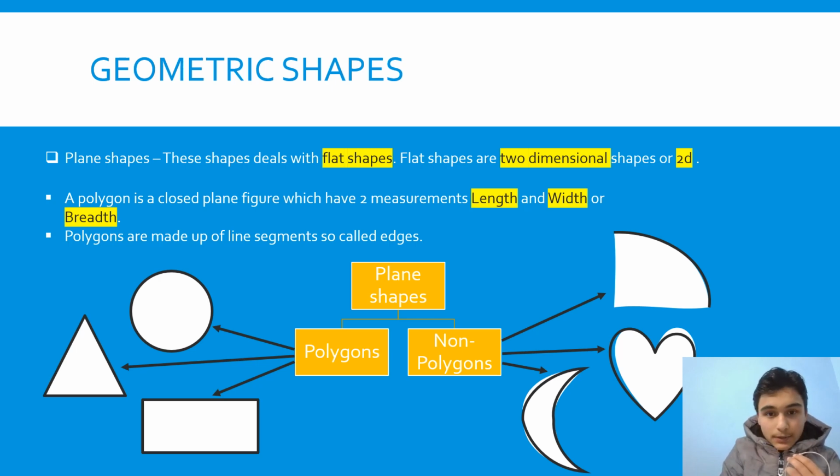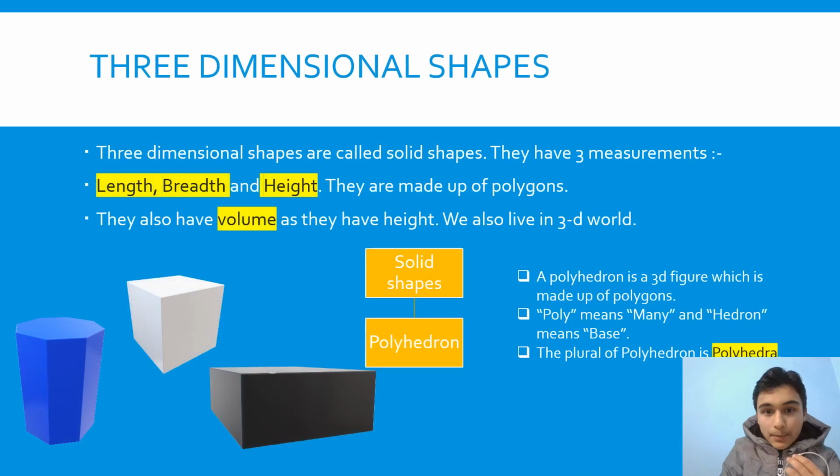Now in the next slide, I will tell you about three-dimensional shapes. In the previous slide, I told you about two-dimensional shapes. Here, I will tell you about three-dimensional shapes. So three-dimensional shapes are called solid shapes. They have three measurements: length, breadth, and height. They are made up of polygons. So basically, polygons are made up of line segments, and these 3D shapes are made up of polygons.